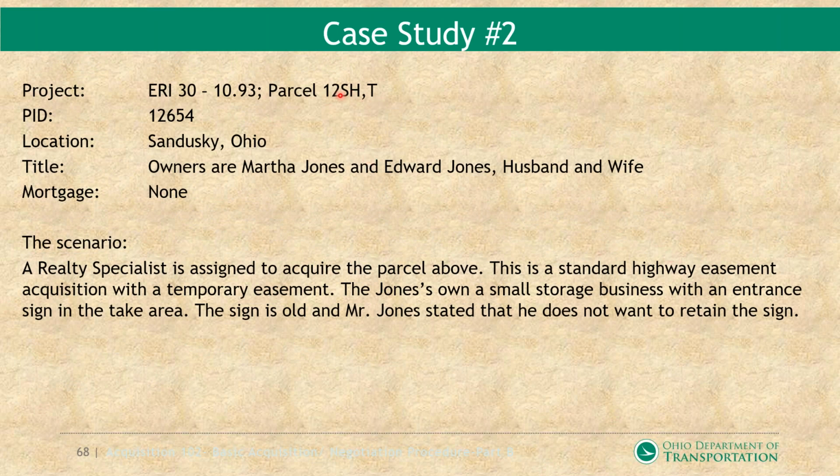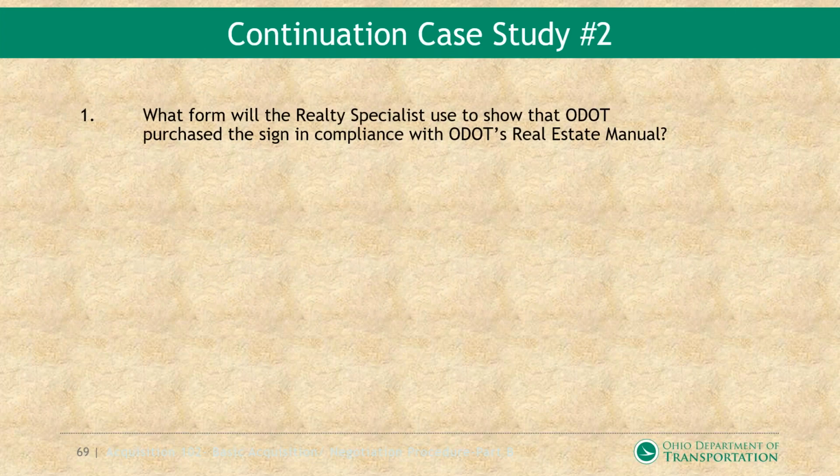All right, this is going to be a standard highway easement and a temporary taking. Owners are Martha Jones and Edward Jones. The realty specialist is assigned to acquire the parcel. It's a standard highway easement with a temporary. The Joneses own a small storage business with an entrance sign in the take area. The sign is old, and Mr. Jones stated that he does not want to retain the sign. What form will the realty specialist use to show that ODOT purchased the sign in compliance with ODOT's real estate manual?